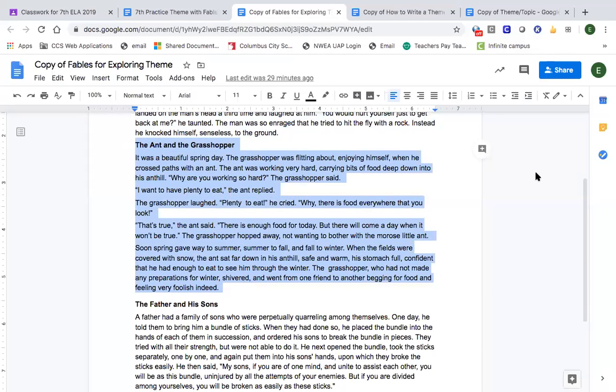The Father and His Sons. Okay. Yeah, I'll read The Ant and the Grasshopper then. Cool. The Ant and the Grasshopper.